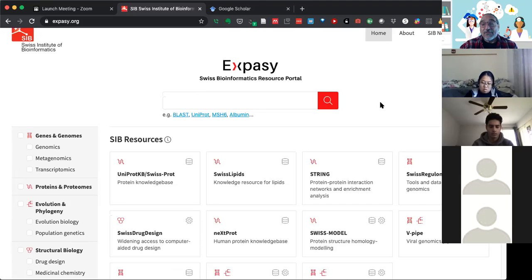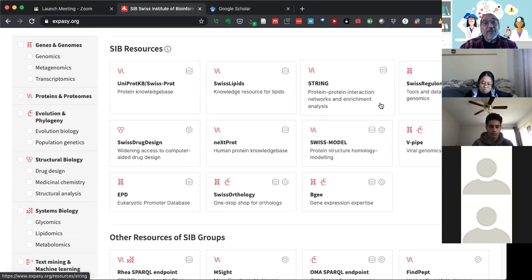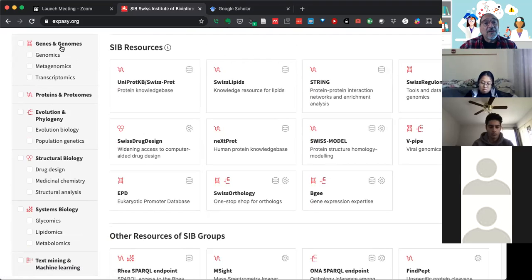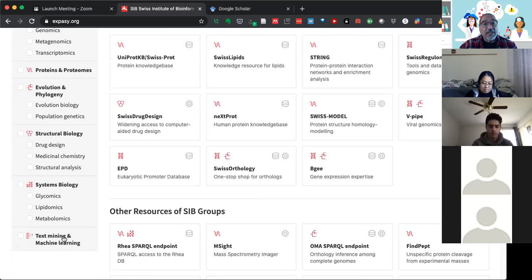What are some of the tools that they have available? You can see on the left-hand side, I really do like their organization structure: genes and genomes, proteins and proteomes, evolutionary and population biology, structural biology. A lot of fun in the structural biology section, allowing you to create 3D structures from protein sequences, also systems biology, and then of course, the newest topic in genetics and molecular biology, which has the underlying concepts of data mining and machine learning.